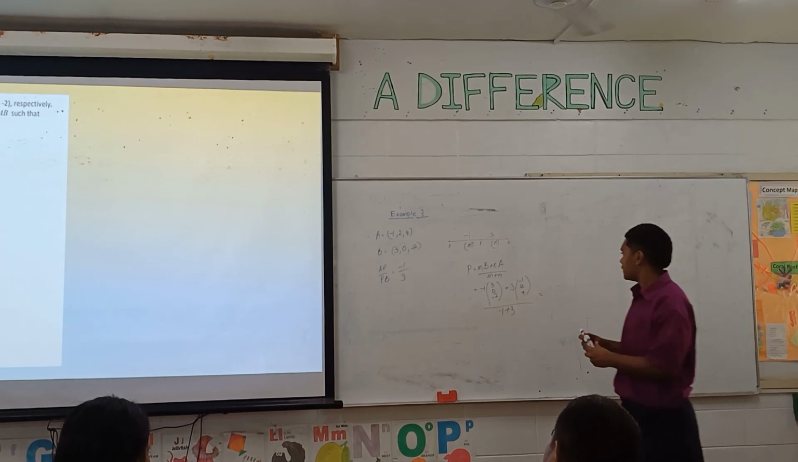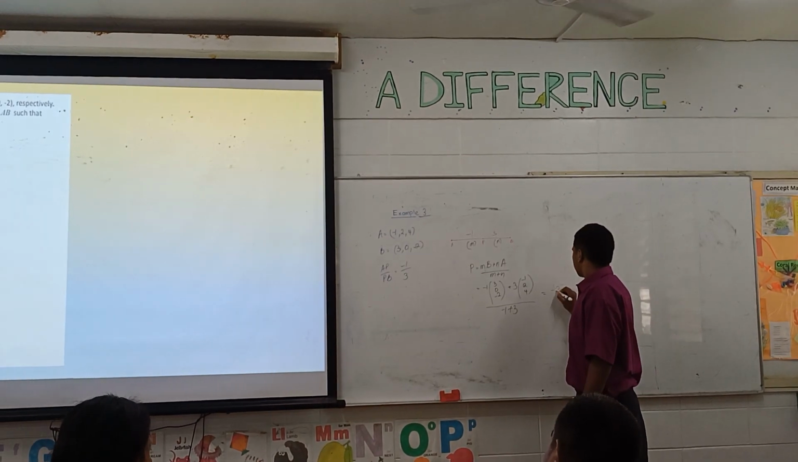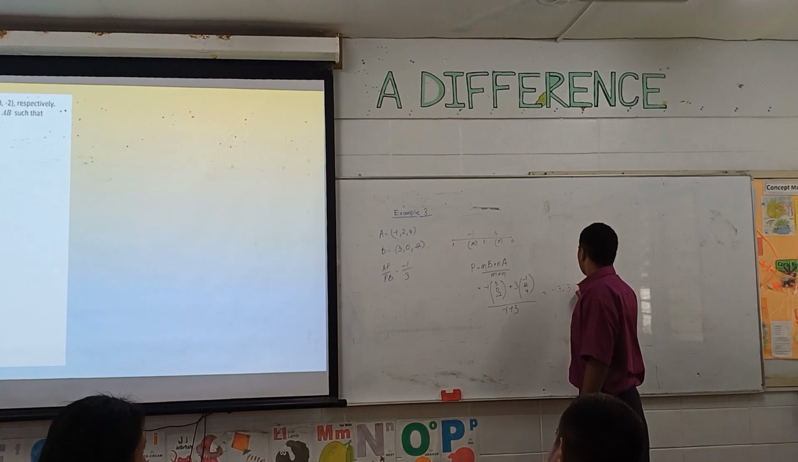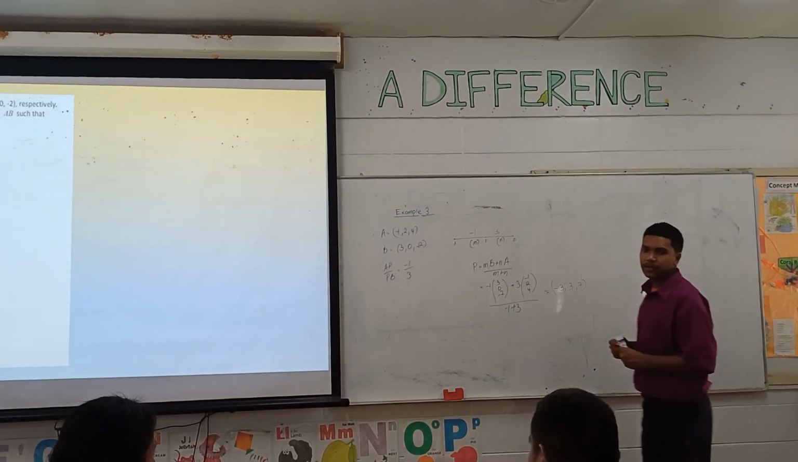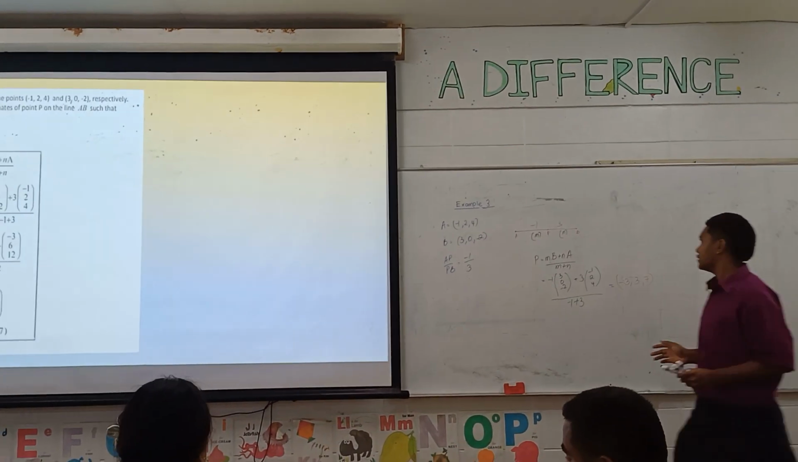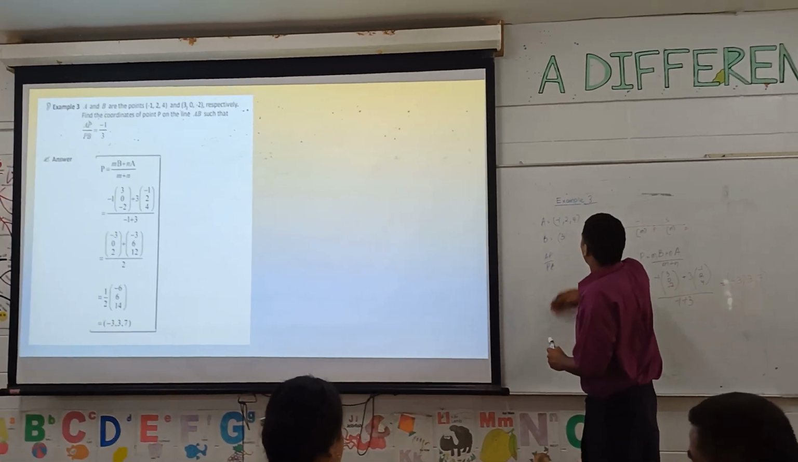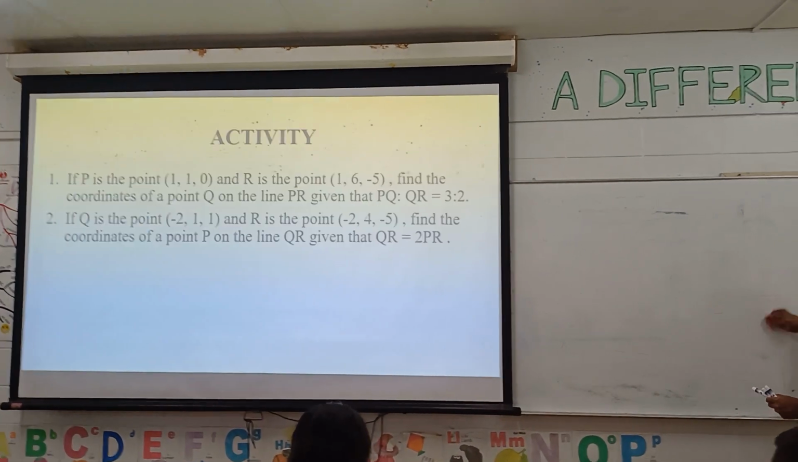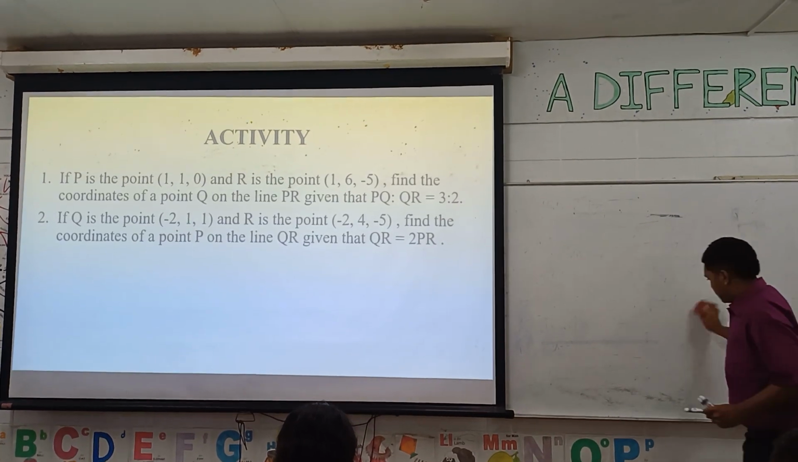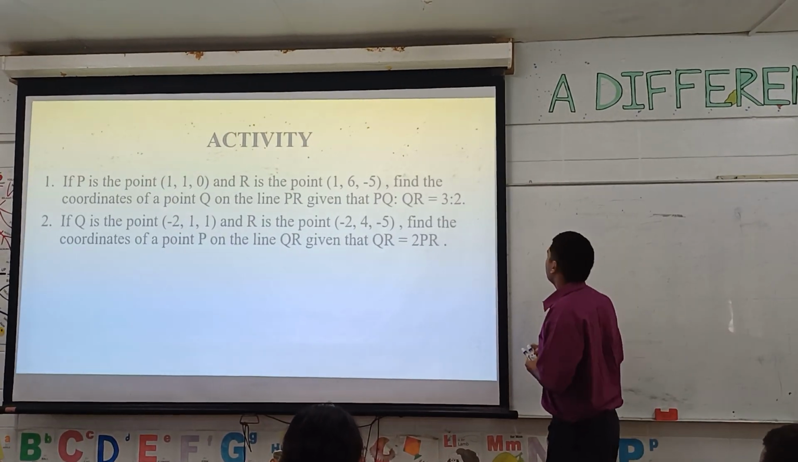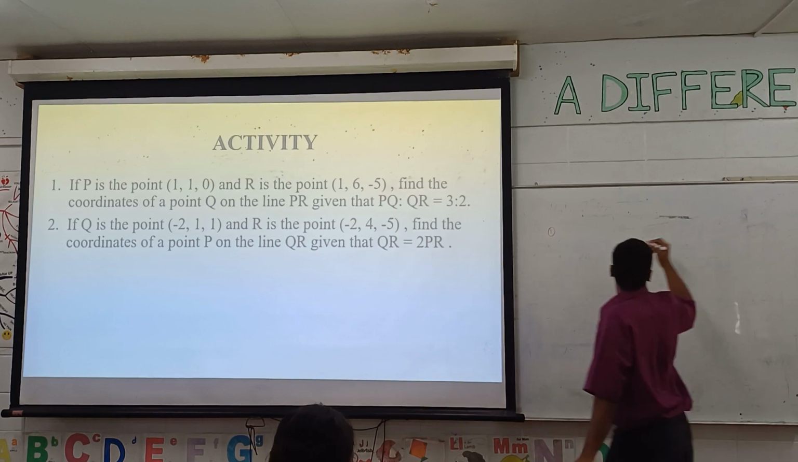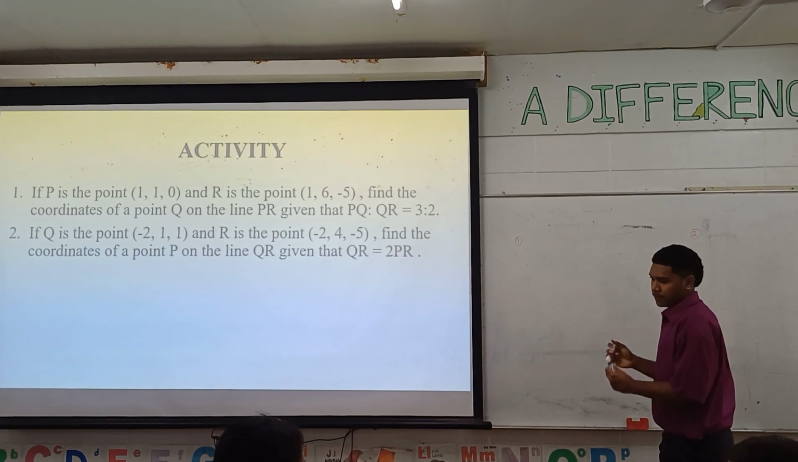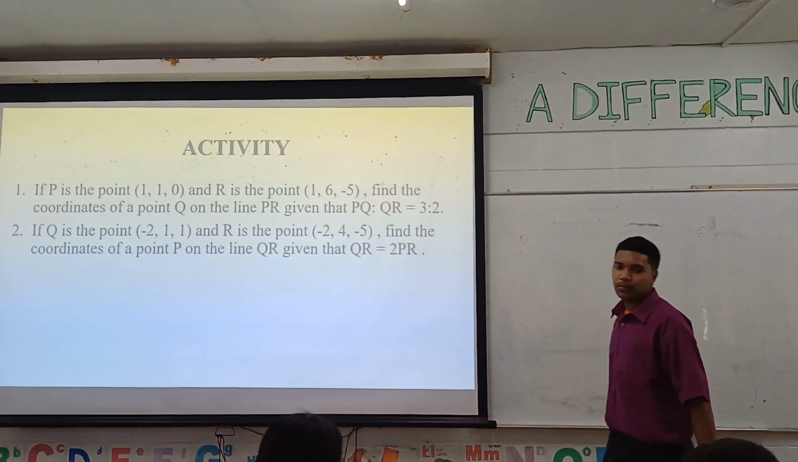What is the final answer? 3, 7. Correct. Now you know how to do it. Give a hand to yourself for understanding. Now I have 2 exercises for you to do, 2 activities. Please solve it. Activity number 1 and activity number 2. I'll ask 2 of you to come and solve on the board.